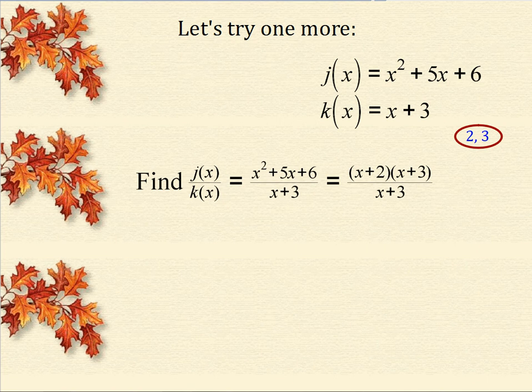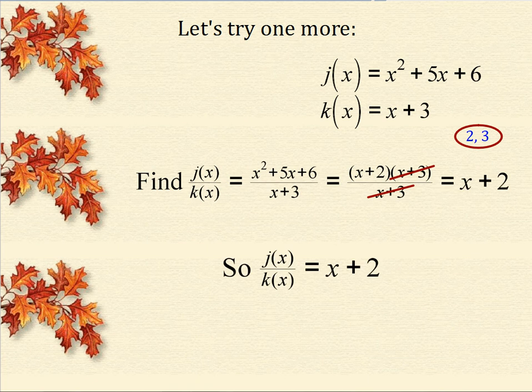So I'm going to use the positive 2 and positive 3 to break my numerator up into its factors. Notice how I have a matching factor in my numerator and denominator. Those two factors will cancel, and I'll be left with just x plus 2. So that x plus 2 will be my solution to my division problem.